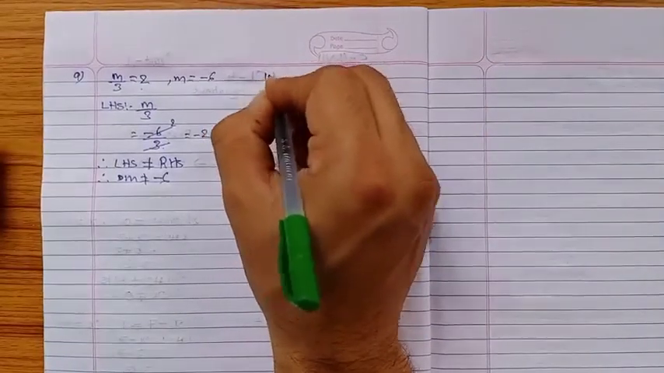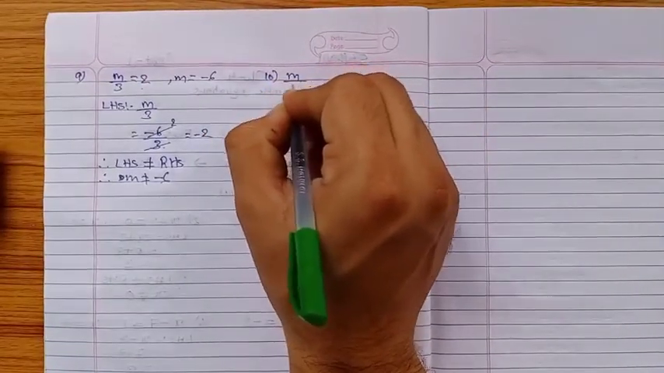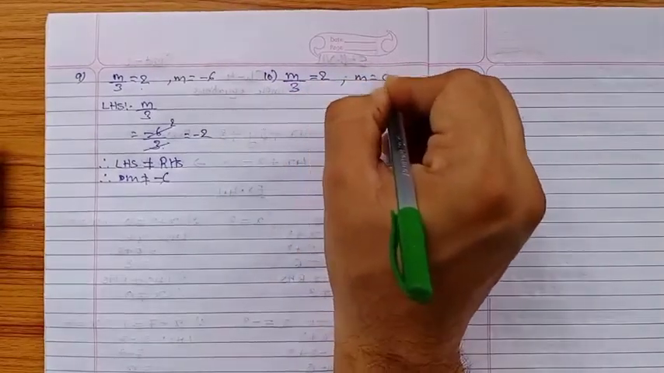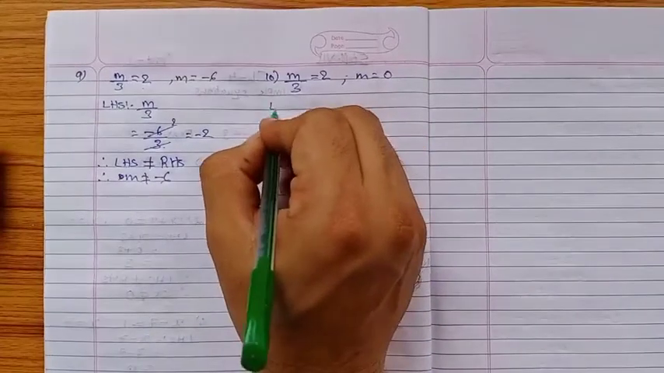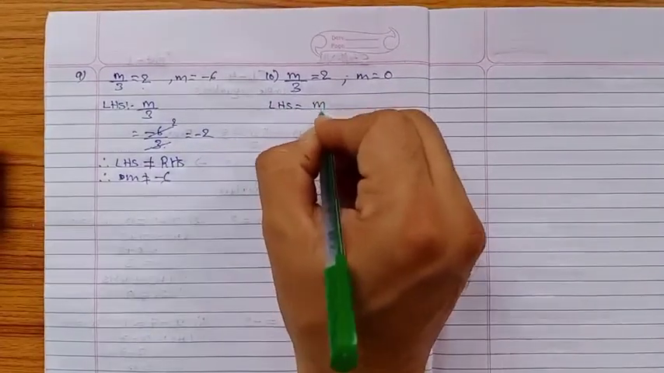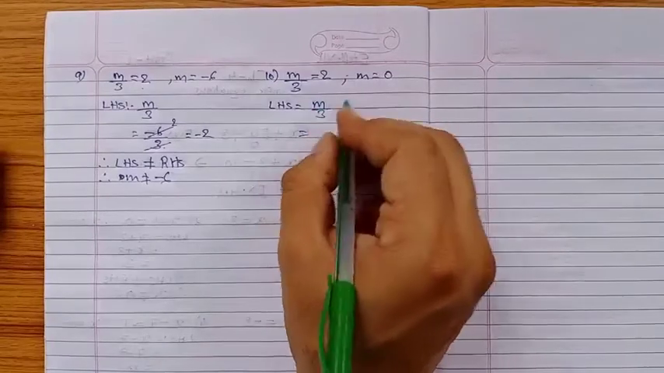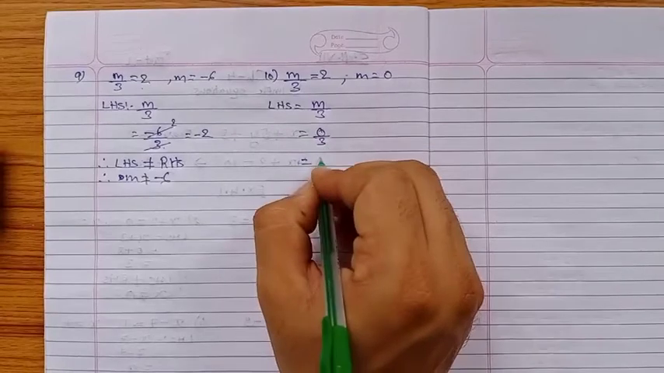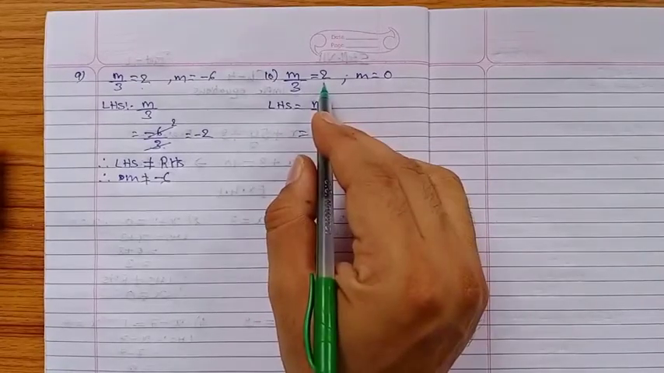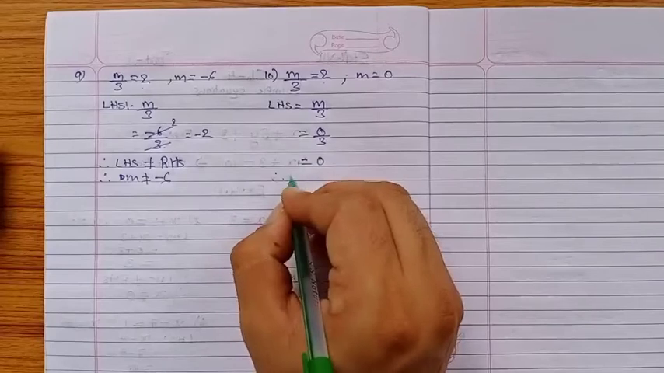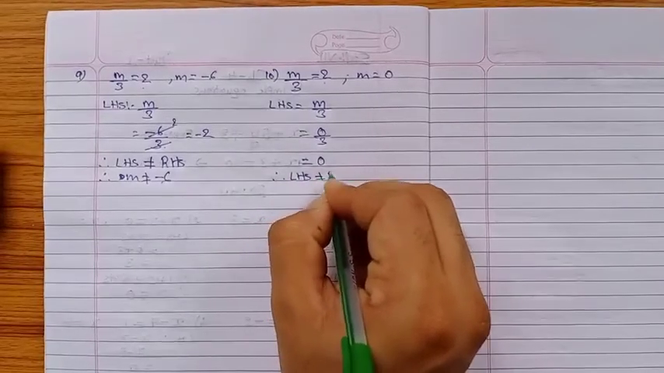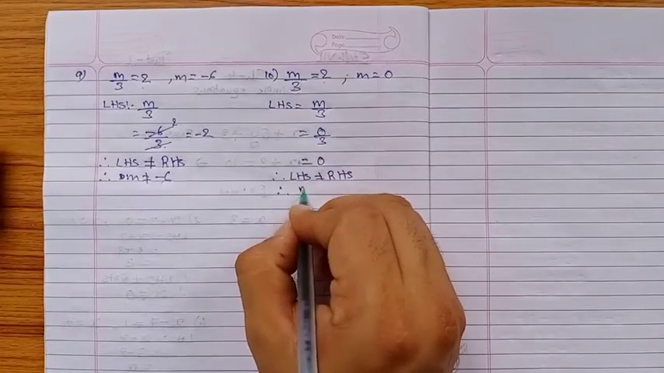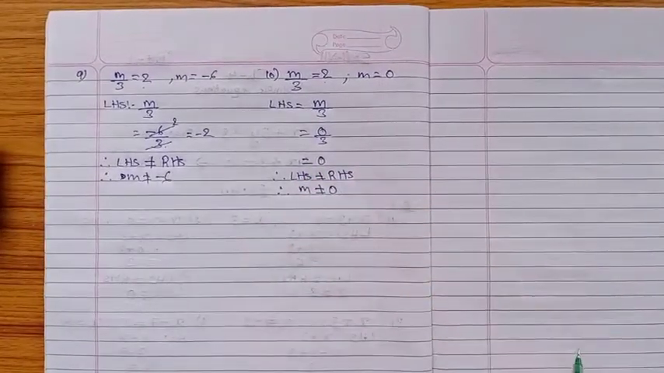One more I am doing, 10th one, again same equation where the value of m is given, that is 0. So again LHS is equal to m upon 3. Instead of m we'll place 0. 0 divided by 3, the answer is 0 but we want the answer as 2. So therefore what we can write, LHS is not equal to RHS and therefore m is not equal to 0.